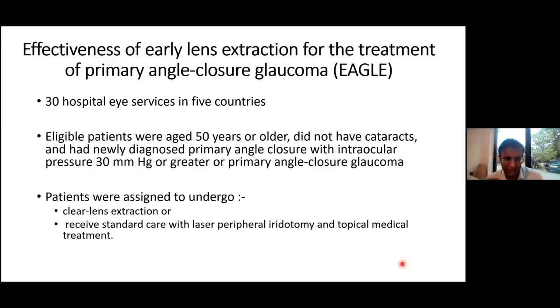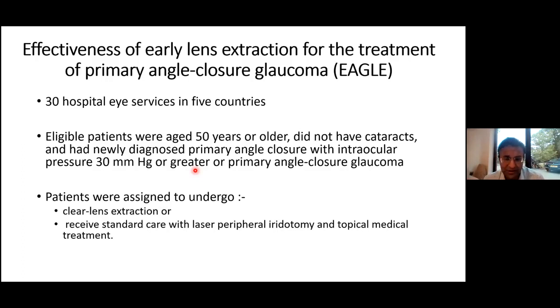The EAGLE trial, the effectiveness of early lens extraction, was done over 5 countries and 30 different hospitals, most of them in the United Kingdom. The eligible patients were all over 50 years of age. They did not have cataracts, and they were newly diagnosed with primary angle closure with ITC and pressures of over 30 mmHg. But the group also included patients with pressures of only 21 if they had optic nerve damage. If they had no optic nerve head damage, it was just a disease, then a pressure of 30.